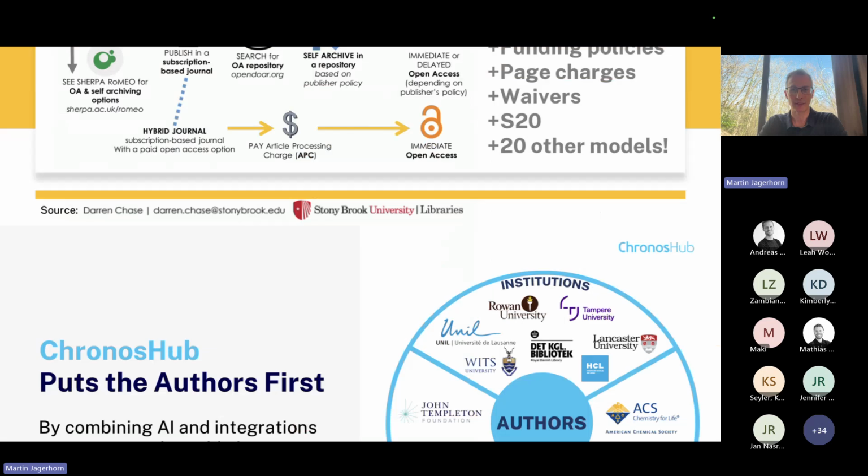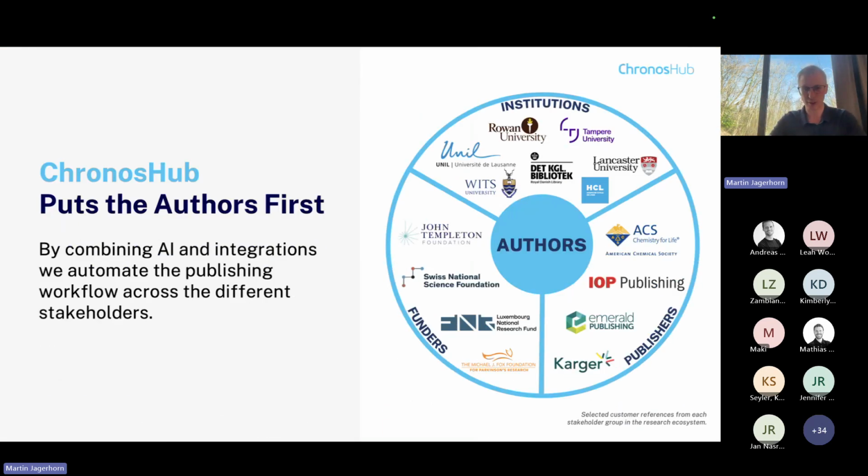So with this kind of complexity, if we now give you just on 2 slides, a very high level introduction to Kronos Hub, our mission is really to unburden the researchers from administration so they can focus their time on research. So whether we work with institutions, library consortia, funders, or publishers, we always try to put the authors first. And we try to streamline and automate the information flows between the different stakeholders, primarily through integrations, and where that's not possible, increasingly through the use of artificial intelligence, where we transform unstructured data into structured data.